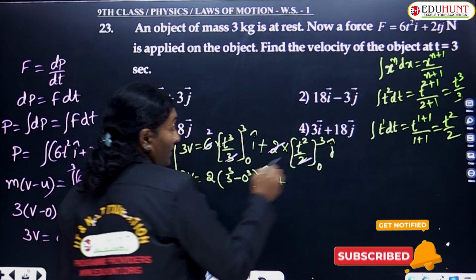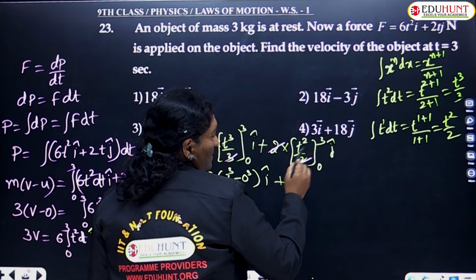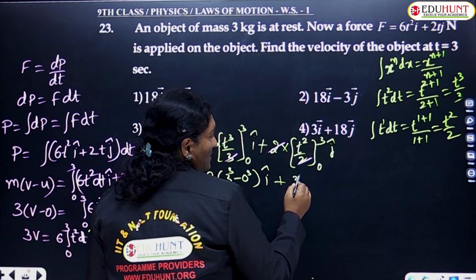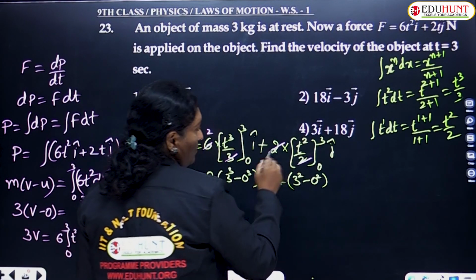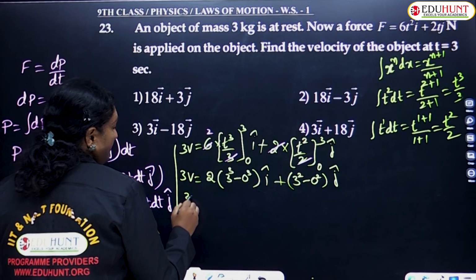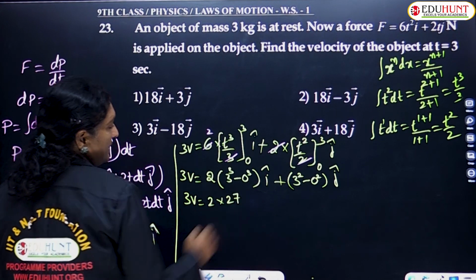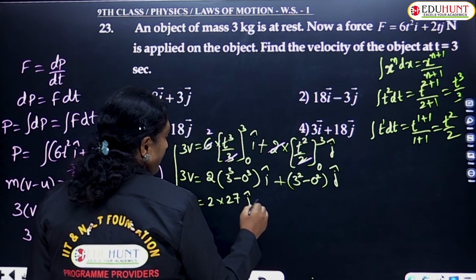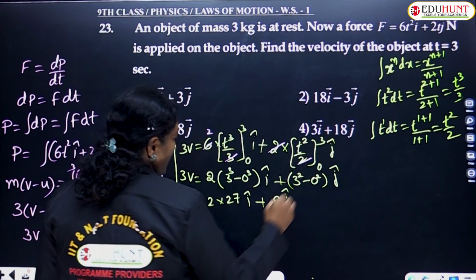plus what is left over here? Only t square. But what is the upper limit? 3. So replace t with 3: 3 square minus the lower limit 0 square. That's it. Here no other number is there, into j cap. So 3v is equal to 2 into the value of 3 cube, which is 27, i cap, plus this is 9 j cap.